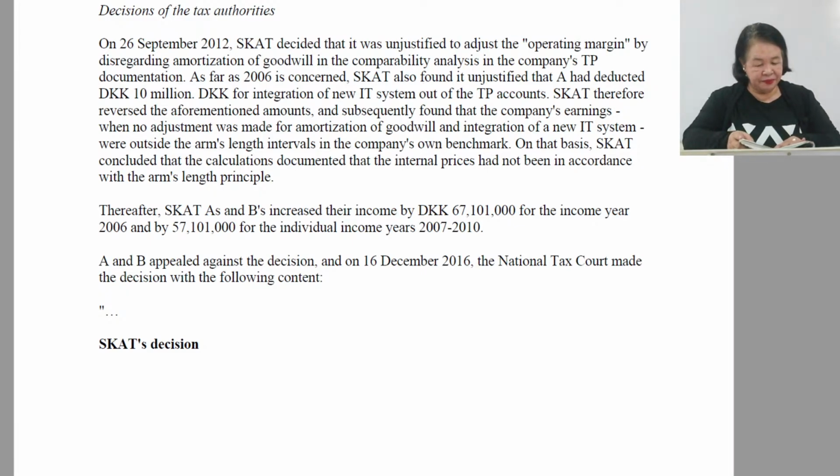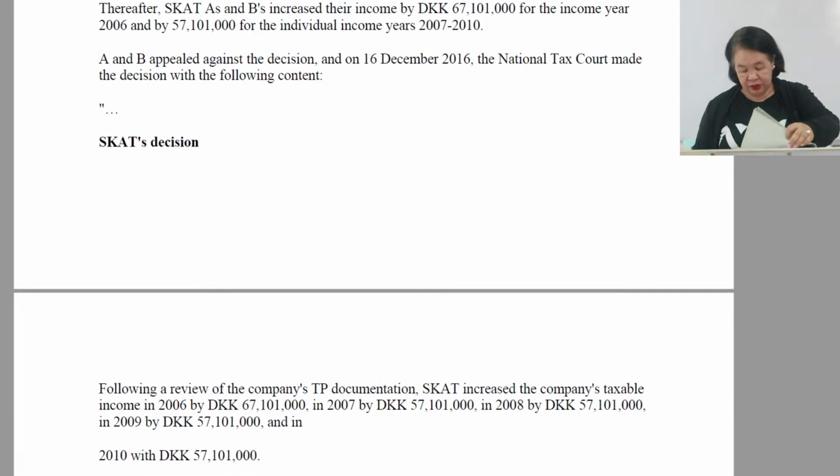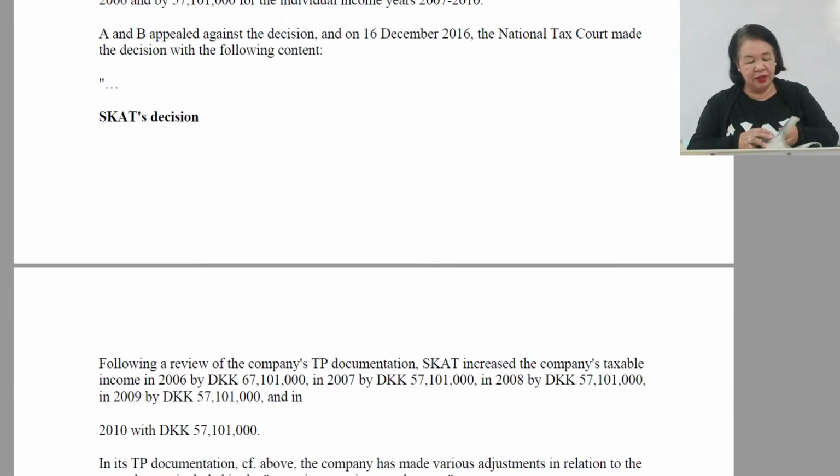Anong oras na? 1 hour 59. Okay. So, tapusin lang natin tong adjusting na amortization na kasi hindi natin ito matatapos. We will continue next time, no? Kasi bakit? Napakaganda ng explanations dito sa transfer pricing documentation, no?